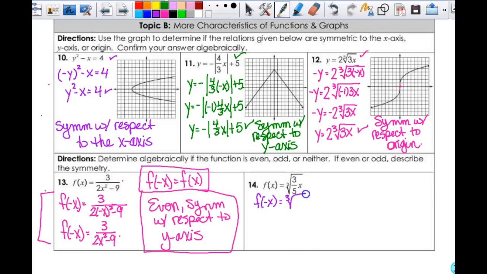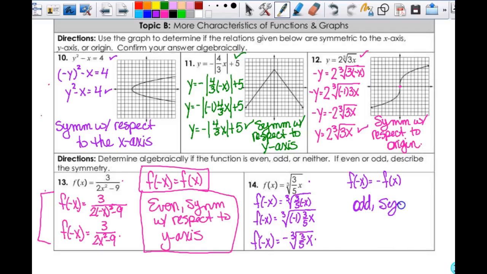That's equal to the cube root of 3/5 times negative x. So just like on this one up here, this is f of negative x equals cube root of negative 1 times 3/5 times x, which means I can take that negative 1 out. So f of negative x equals negative cube root of 3/5 x. So this is just the negative version of this, which means that f of negative x equals negative f of x. That tells you that the function is odd and that it is symmetric with respect to the origin.